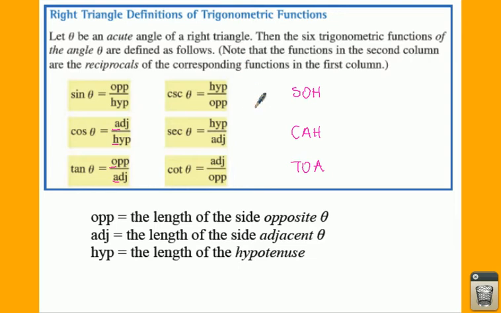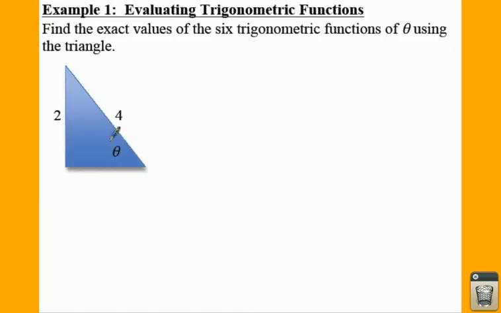Alright, if you have your cosecant, you just flip-flop your O and your H. Secant, flip-flop your A and your H. Cotangent, flip-flop your A and your O. Here's just some abbreviations we're going to use. Hopefully you guys know those already. So let's look at our first example.